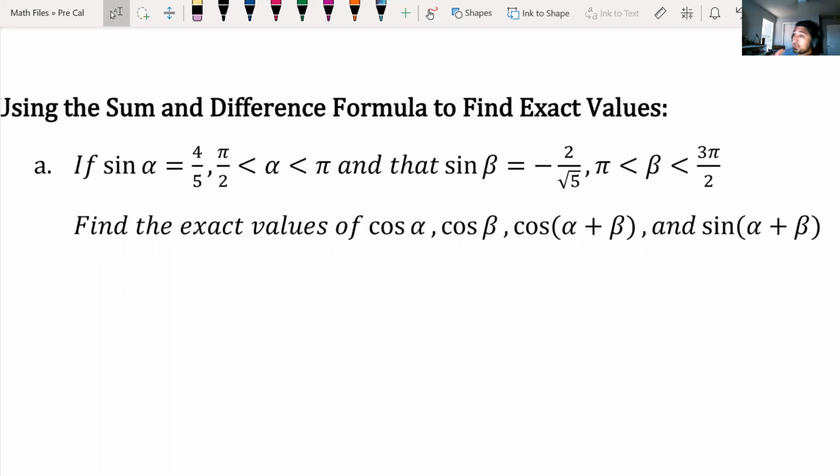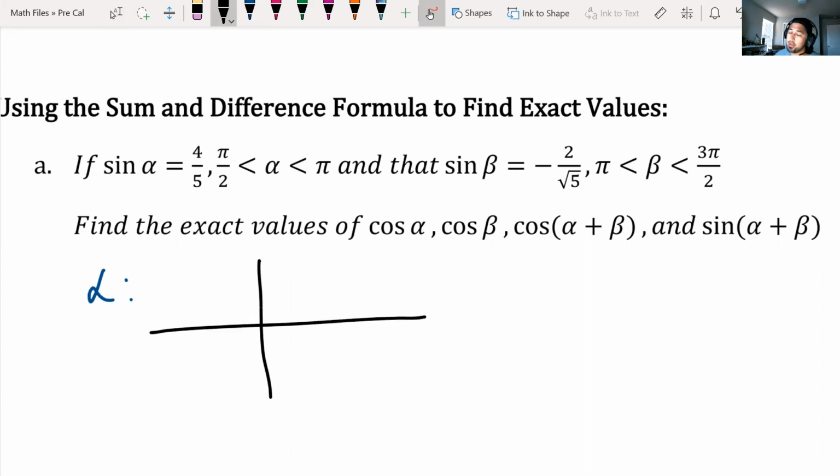Okay. So what we're going to do is we have to create triangles for each angle. So we need to create a triangle for alpha and a triangle for beta. So let's start with alpha. So here is our unit circle. And if we are between pi over 2 and pi, what quadrant are we in? 2. Good. So alpha is in quadrant 2.